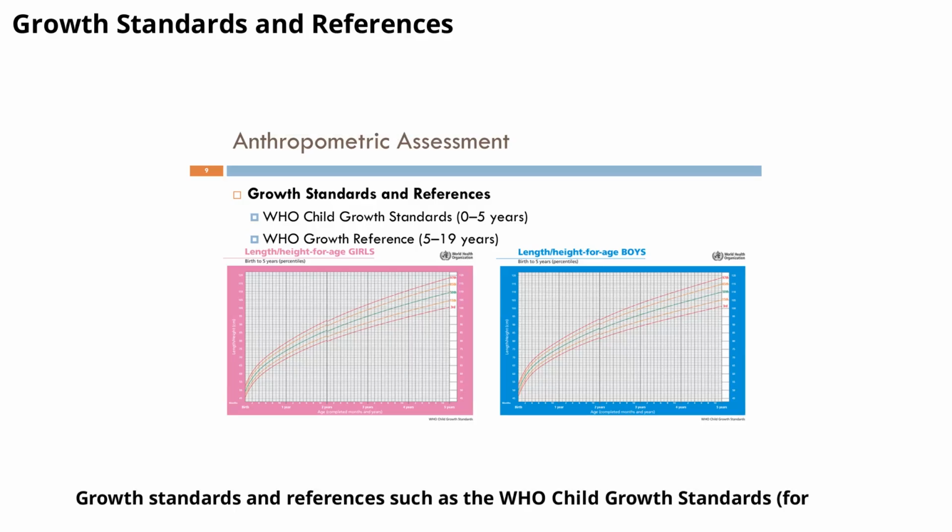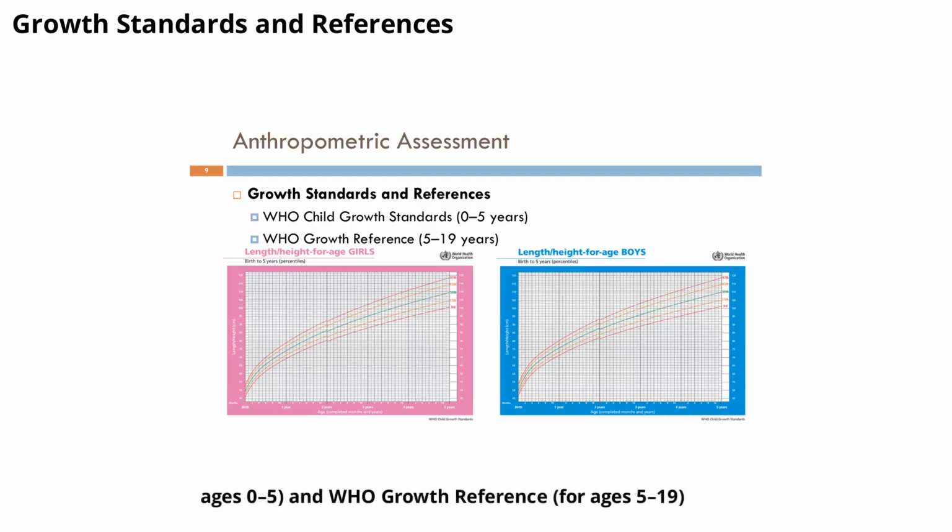Growth standards and references, such as the WHO Child Growth Standards for ages 0-5 and WHO Growth Reference for ages 5-19, provide benchmarks for assessing children's growth. These standards help identify deviations from healthy growth patterns, allowing for early detection and intervention. Using standardized references ensures consistency and accuracy in nutritional assessment across different settings.